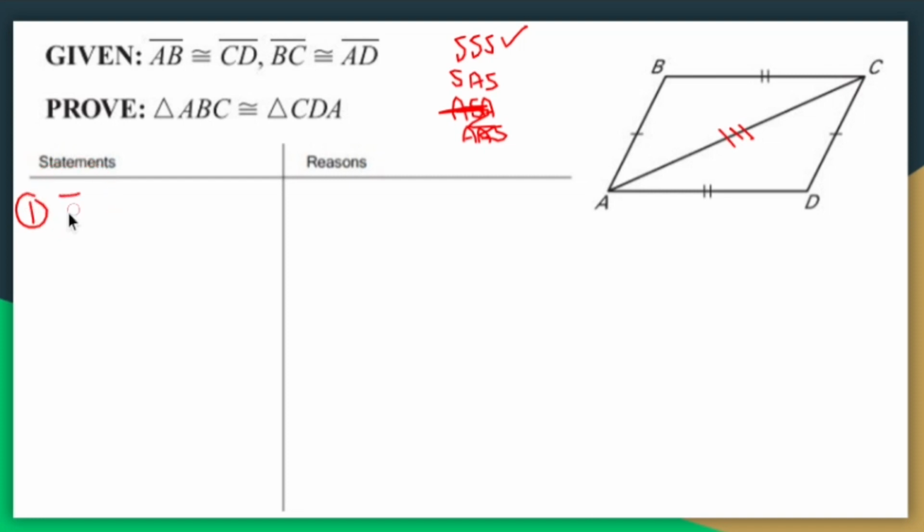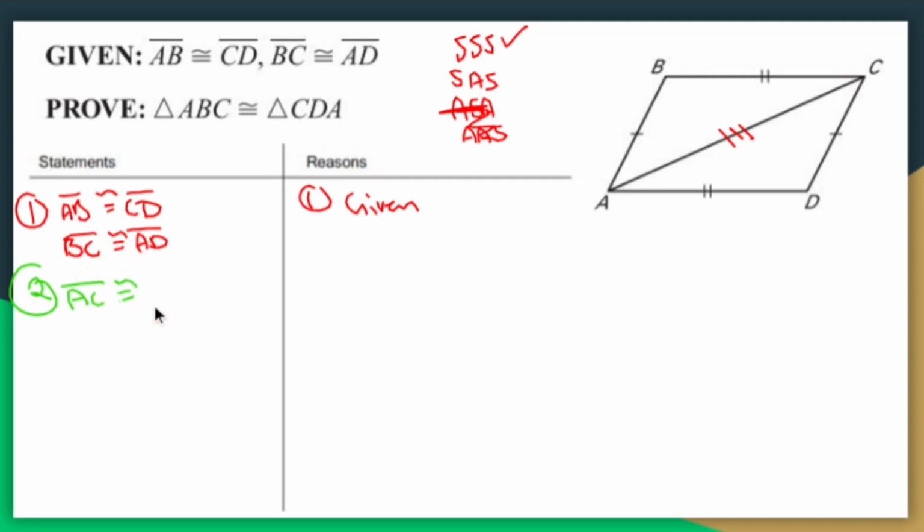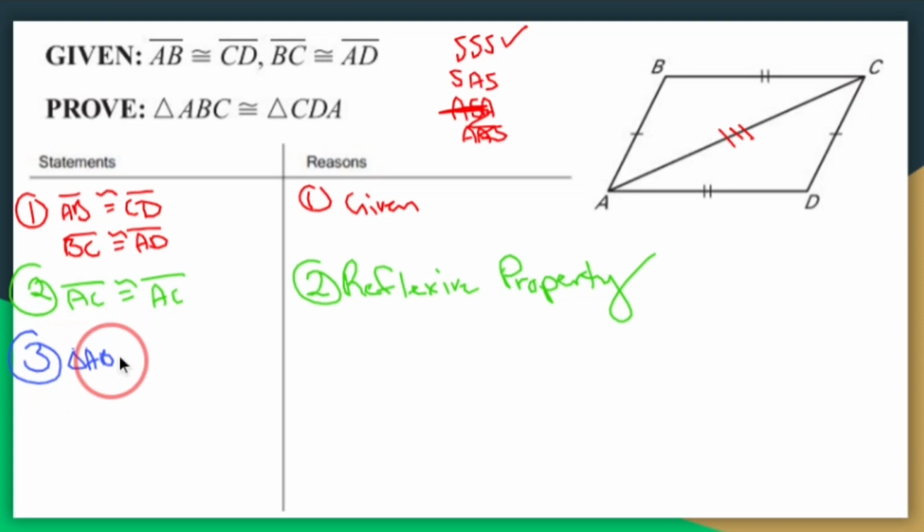One is the given. AB is congruent to CD, and BC is congruent to AD, given. Side, side. My third side is to show that AC is congruent to itself. So AC is congruent to AC. Whenever you say that a side is congruent to itself or an angle is congruent to itself, you are using the reflexive property. Now that I have all three of my sides, I can say that triangle ABC is congruent to triangle CDA. And the reasoning for that is SSS, side, side, side.